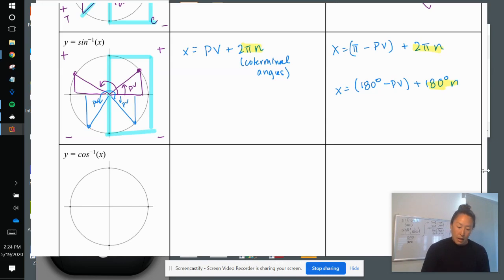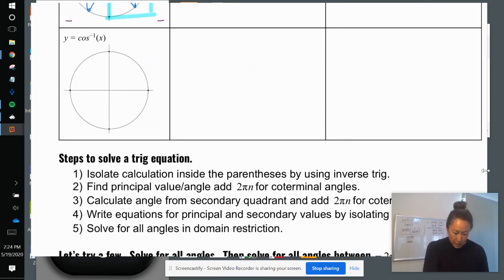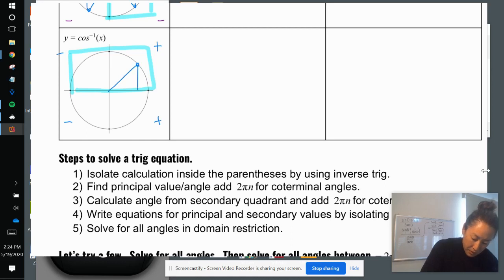Okay? All right, next up, cosine. So for cosine, principal values are in the first and the second quadrant, because the ratios for cosine are positive in the first quadrant and negative in the second quadrant. They are negative in the third quadrant and positive in the fourth quadrant. So if I have an initial principal value that ends up in the first quadrant, the nice thing about cosine is that your calculator will give the principal value from the first or the second quadrant. Your calculator will tell you exactly what the value is. And then I'm going to just add the 2 pi n for all of my coterminal angles.